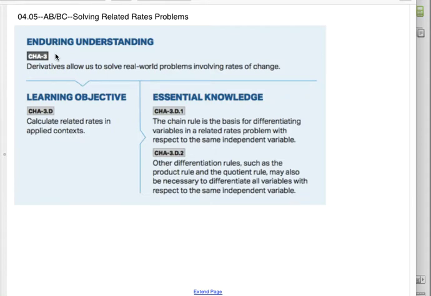All right, this is AP, AB, and BC Calculus. We are doing Unit 4, Section 5, which is solving related rates problems. So more of what we did in Section 4, honestly.